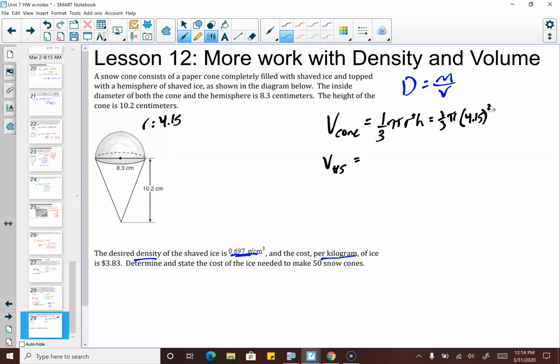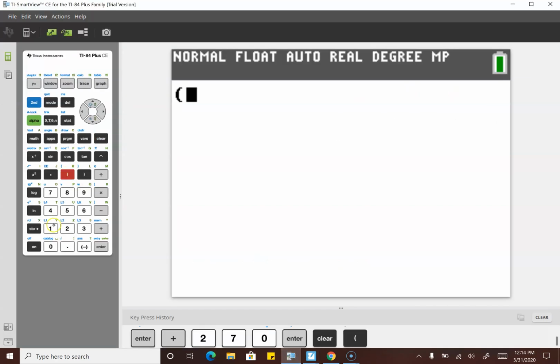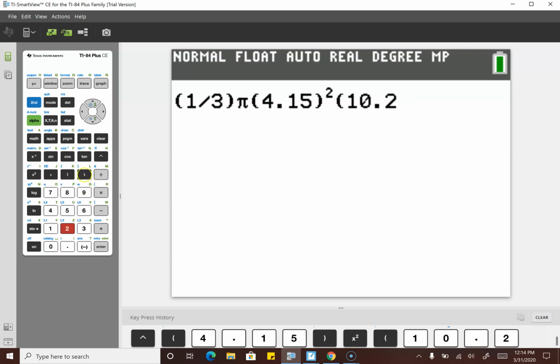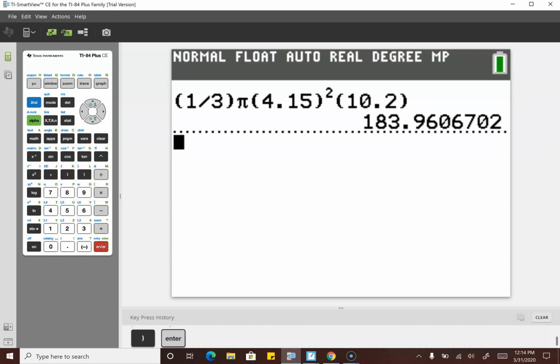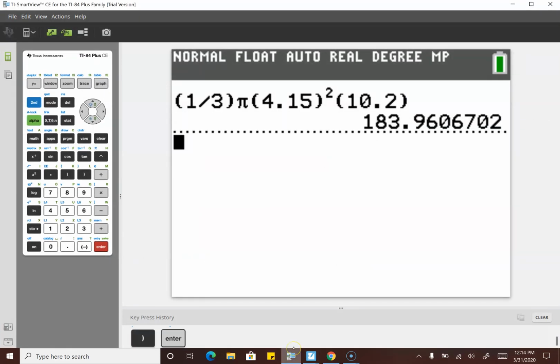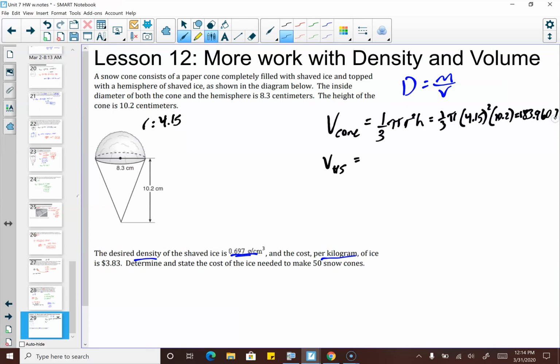So 4.15 squared times 10.2 is going to give us a volume of, now I could choose to keep this in terms of pi, but with all these decimals already in there, I'm probably going to have a pretty long decimal as it is, so I might as well just put everything into the calculator at the same time, and we'll follow our 4 decimal point rule. 183.9606.